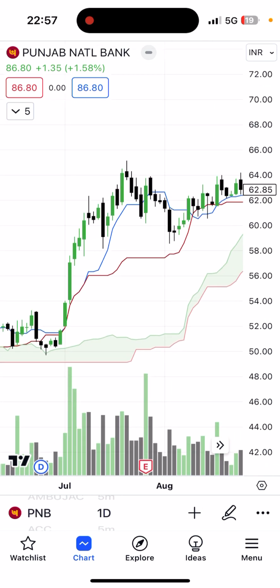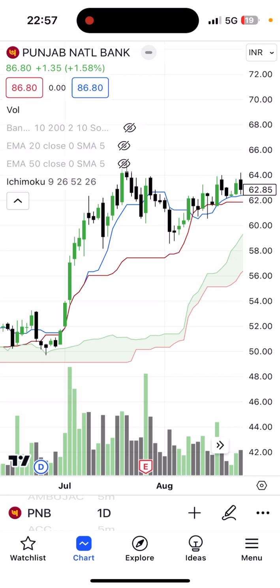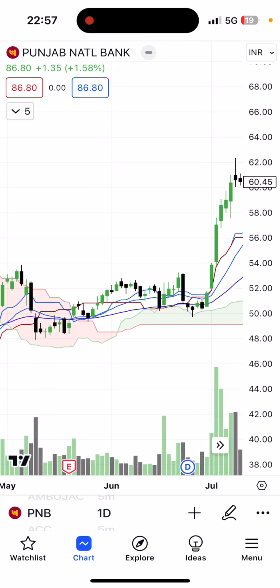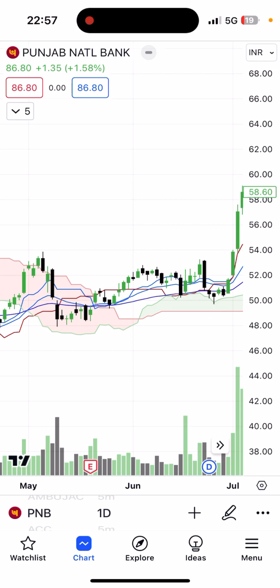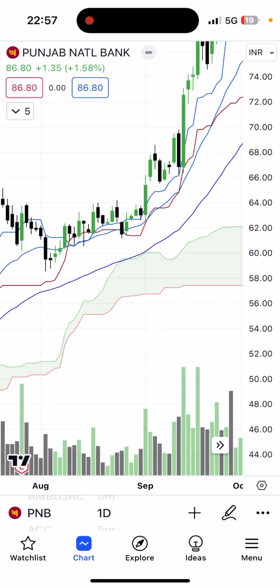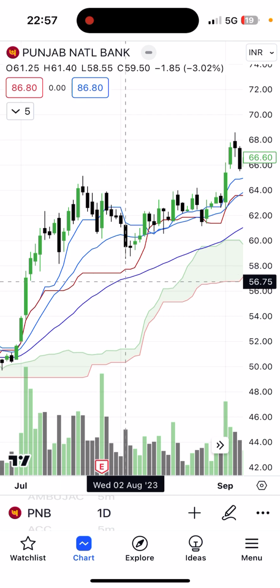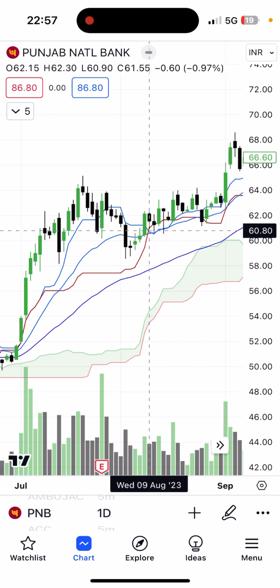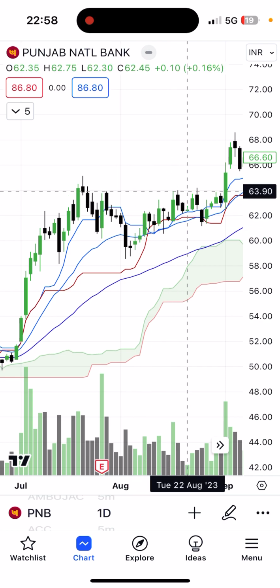Okay, so these are a few of the strategies, and you can use the 20 moving average and 50 moving average also. I will show you the 20 moving average with the Ichimoku cloud. Once the stock is above the cloud and it is very bullish, you can go long and keep a stop loss below the 20 moving average. Once it closes below the 20 moving average, you can book it, and once it closes above the 20 moving average, you can go long again.